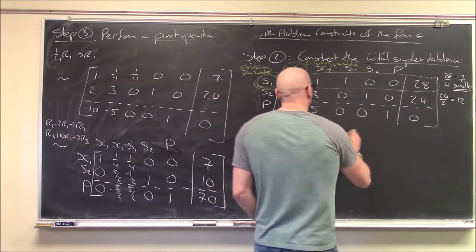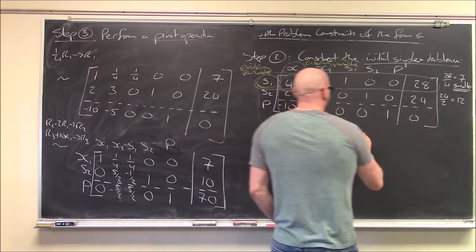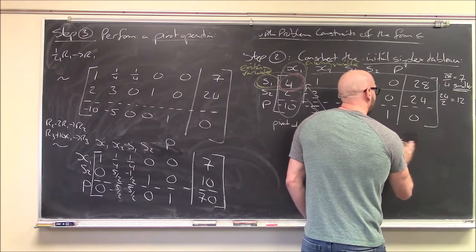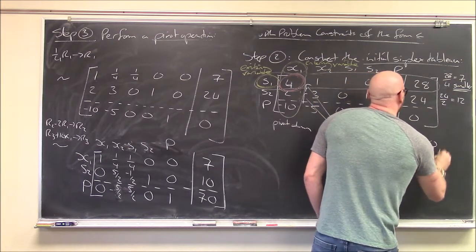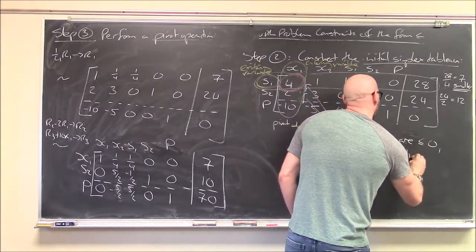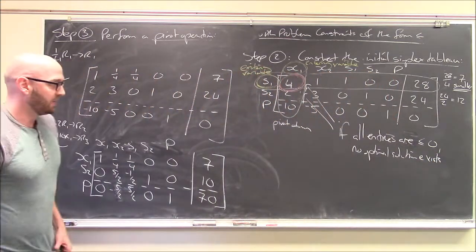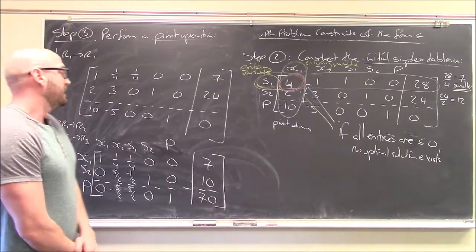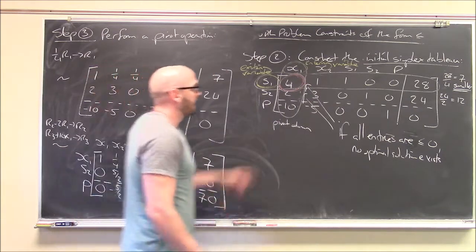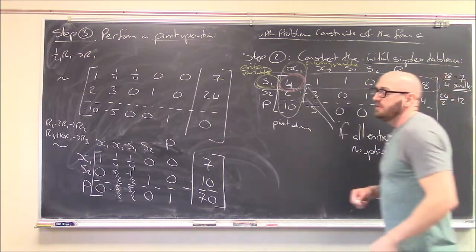All right, so if all entries are less than or equal to 0, no optimal solution exists. And we'll actually look at an example like that. I want to show you sort of how that works. But in this case, we had lots of positive entries, so we're able to divide them into the stuff to the right of the augmentation bar, and look at which one is smaller to get our pivot.